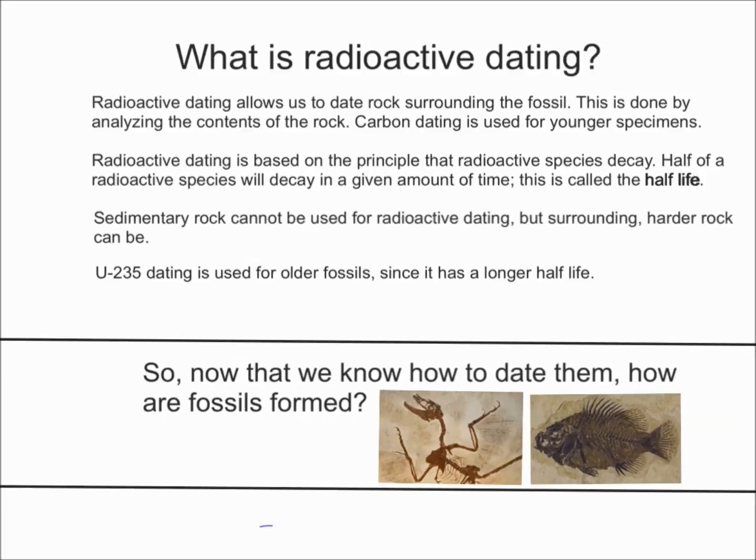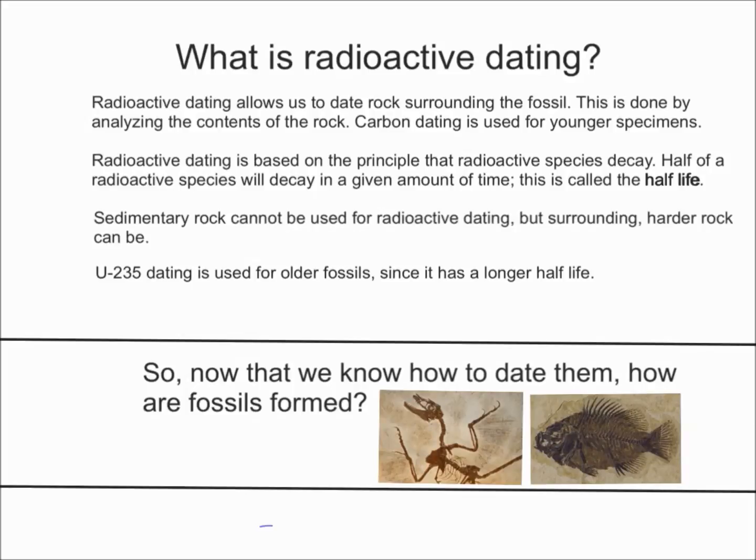It is somewhat simple to use rock strata to classify time, but there is a better way. Radioactive dating allows scientists to analyze how old a rock is. Radioactive dating is based on the principle that radioactive species decay. Half of a radioactive species will decay in a given amount of time. This is called the half-life.